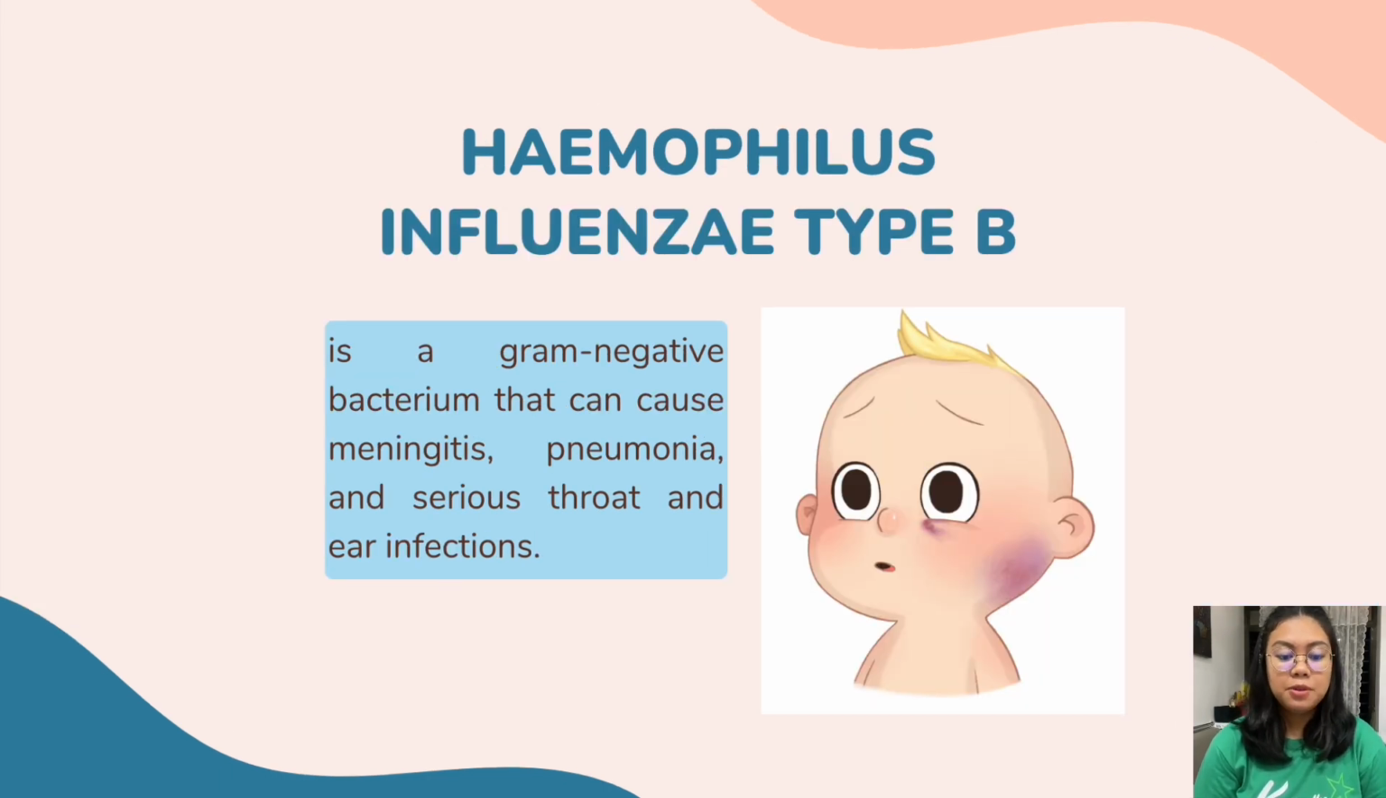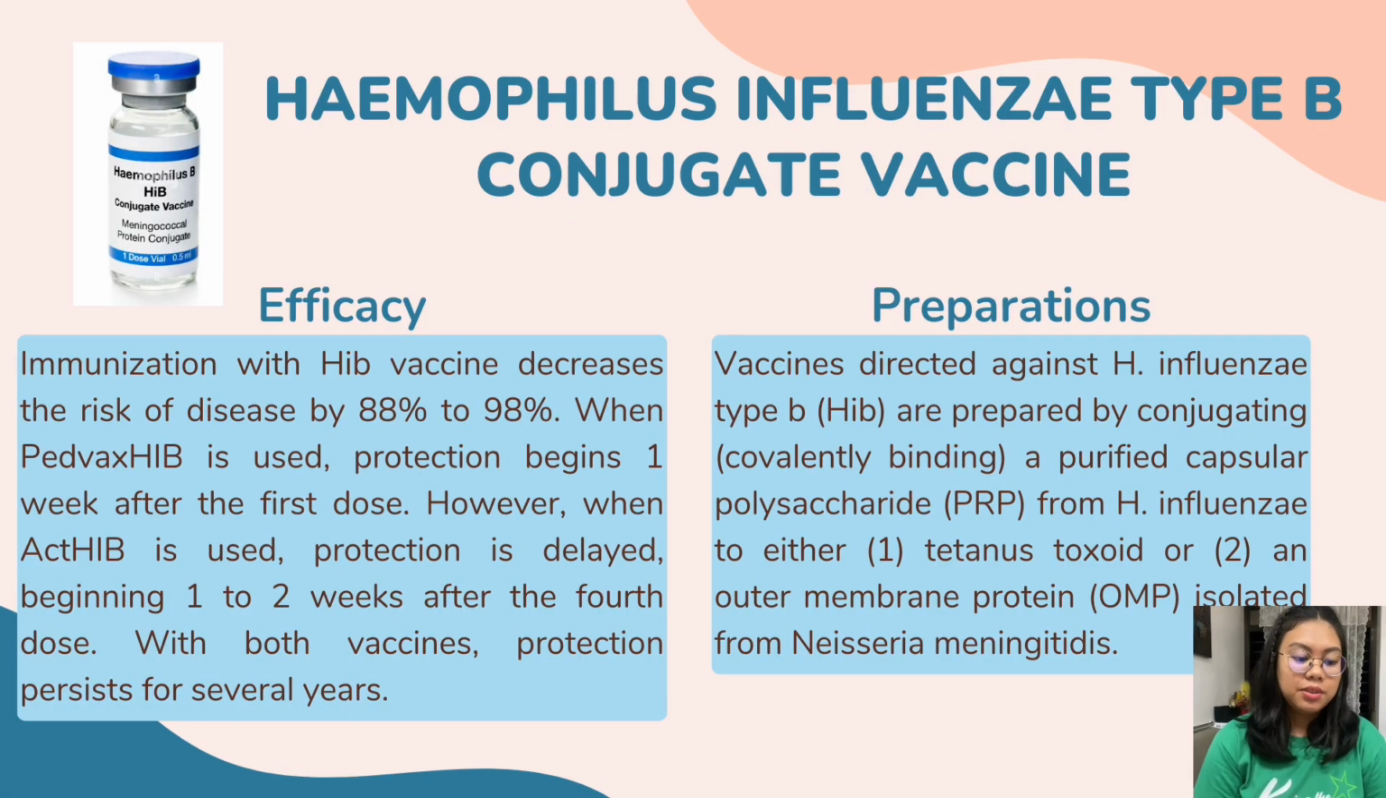Next, we have Haemophilus influenzae type B. It is a gram-negative bacterium that can cause meningitis, pneumonia, and serious throat and ear infections. Its efficacy is 88% to 98%.